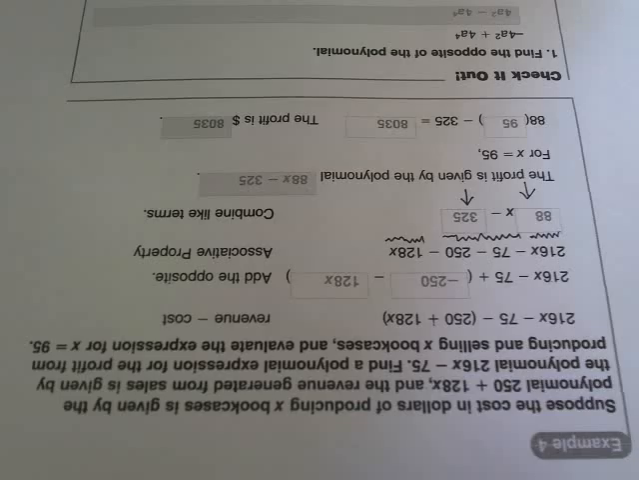That's going to be the polynomial that represents how much money I'm making, my profit. Now, they want us to solve the polynomial for x equals 95, meaning I'm making 95 bookcases. How much money am I going to make? Well, when I change x into 95 and use the order of operations, 88 times 95 minus 325, I generate 8,035. So when I make 95 bookcases, I'm going to make a little over $8,000 in profit.